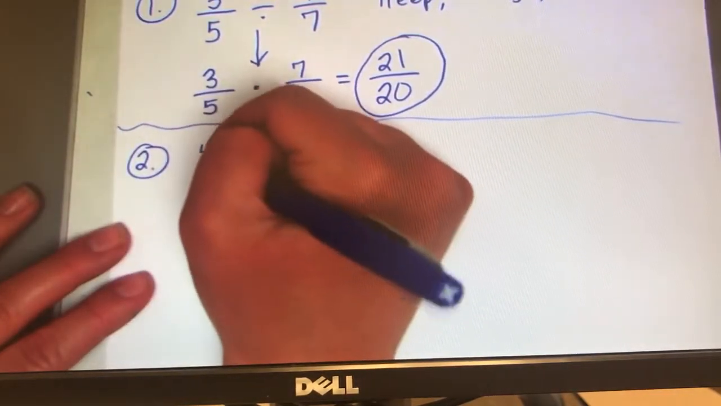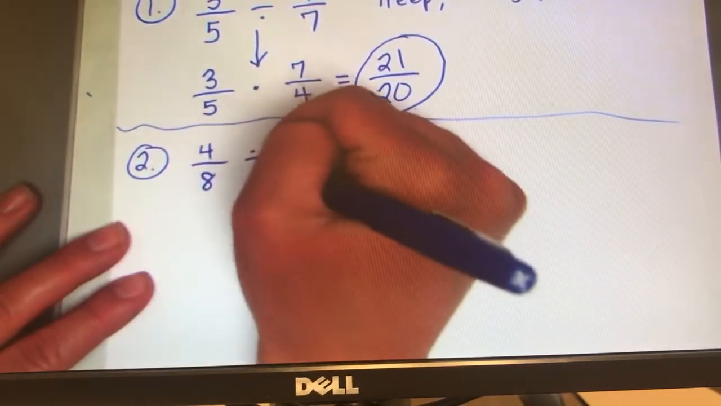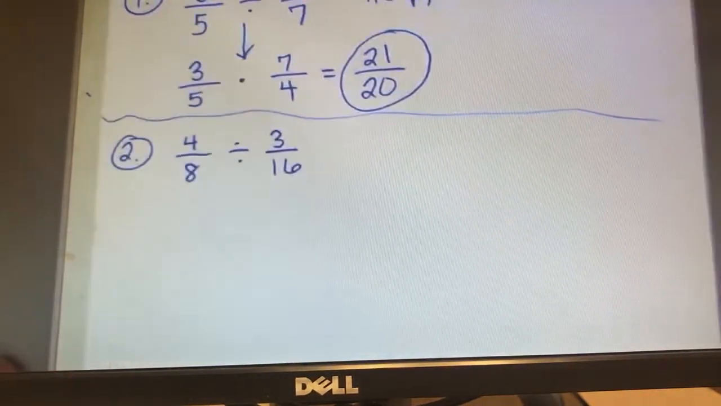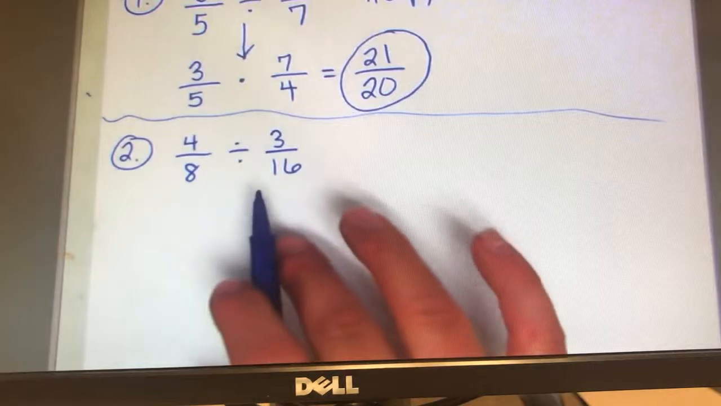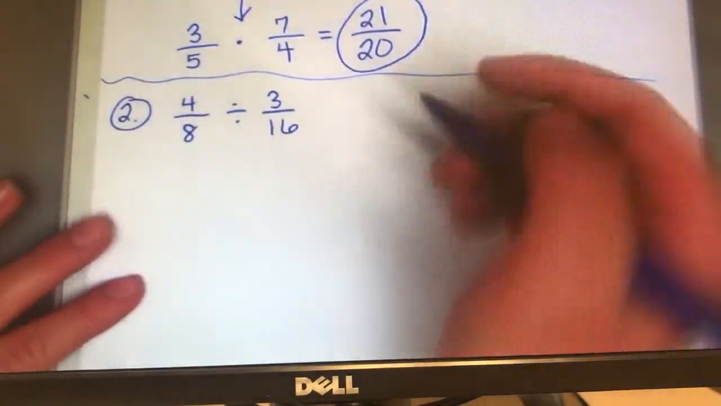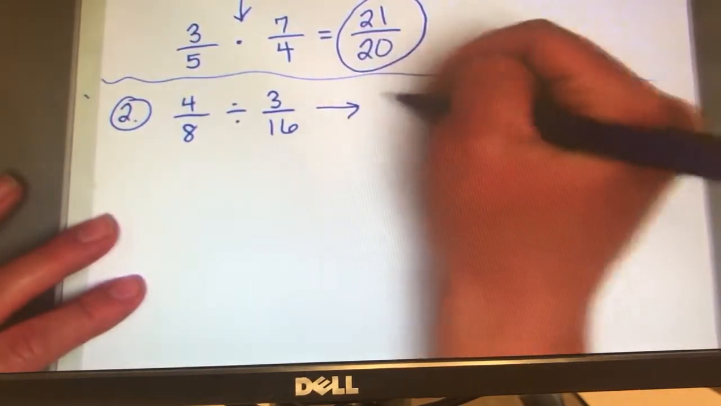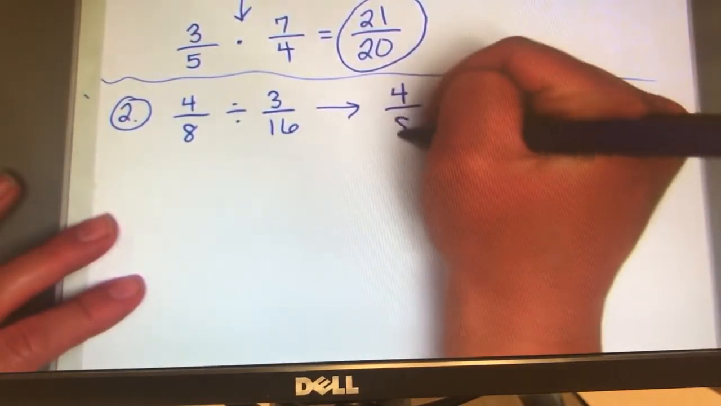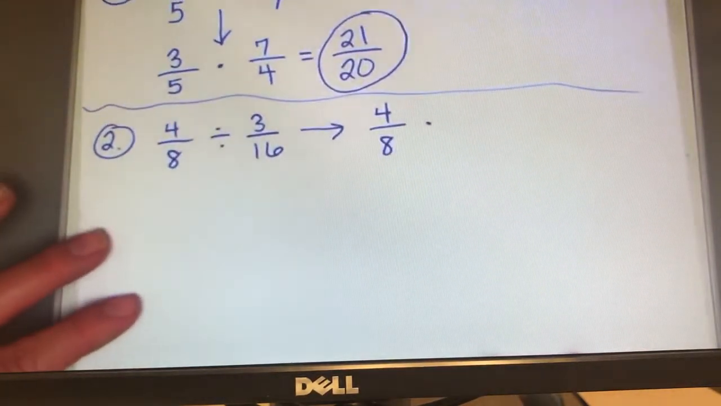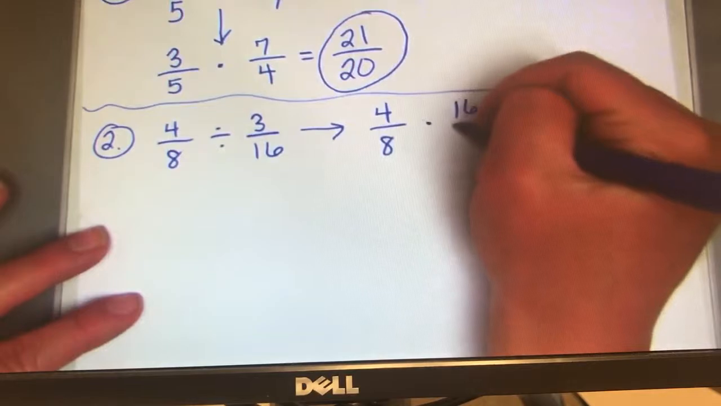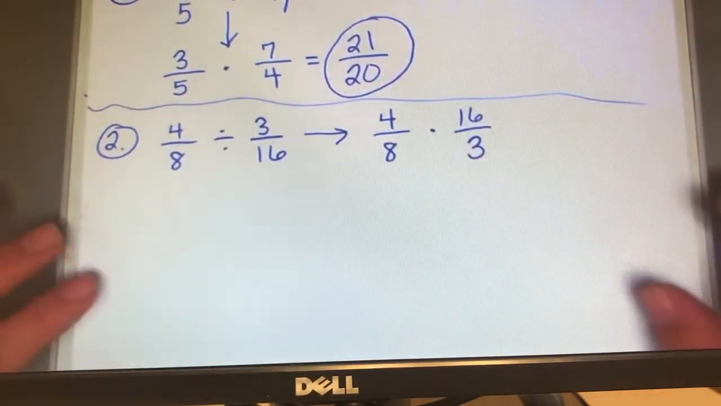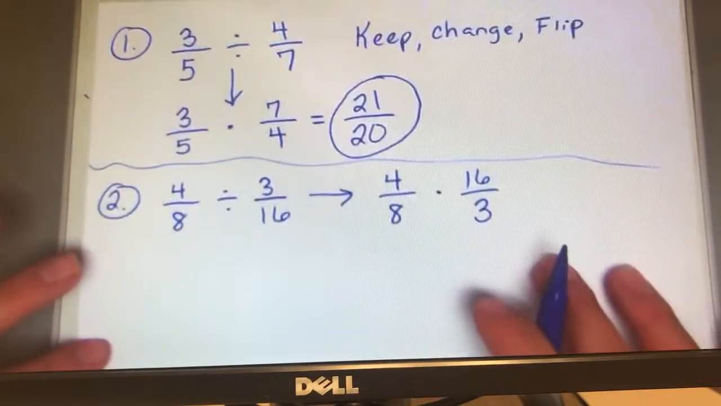Number 2, 4/8 divided by 3/16. Okay, remember whenever you see a division sign, we need to do keep, change, flip every time. So we're gonna keep 4/8, change division to multiplication, and we're gonna flip 3/16 to 16/3. Now I wrote it this way just to save paper down here. You can write it below like we did up there if you want.